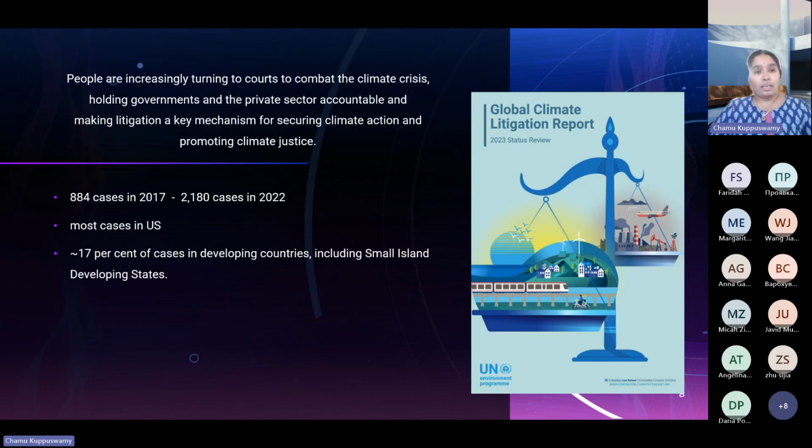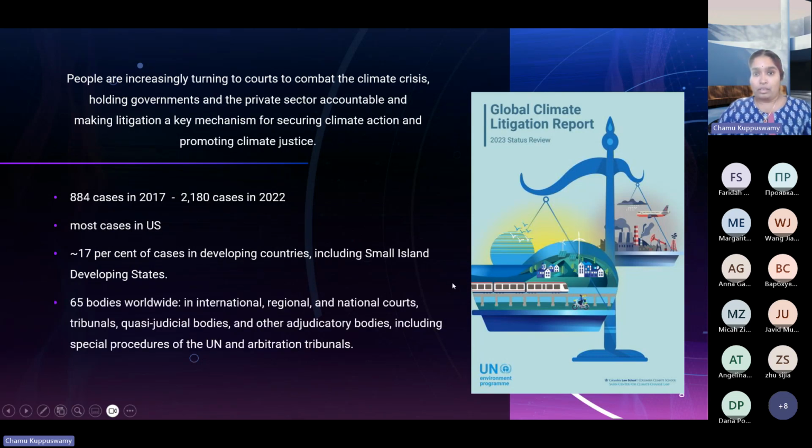What is also good to see is that the cases in other parts of the world are also increasing. In the 2022 report, approximately 17% of the cases are in developing countries, including in the small island developing states. As we saw in the last lecture, climate law is now creating this category of countries that are highly vulnerable because of climate change, a category in international law that didn't exist before, but it has come into existence now. So it's important to also note what's happening in the small island developing states, as they are the ones that are most threatened by climate change. Where are these cases being filed?